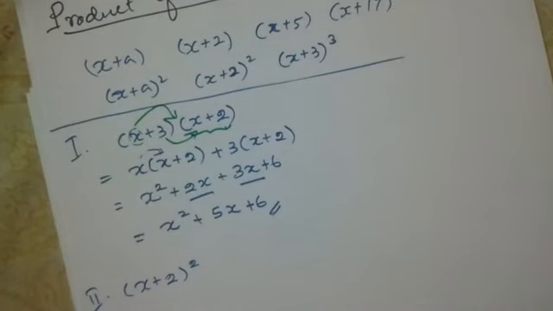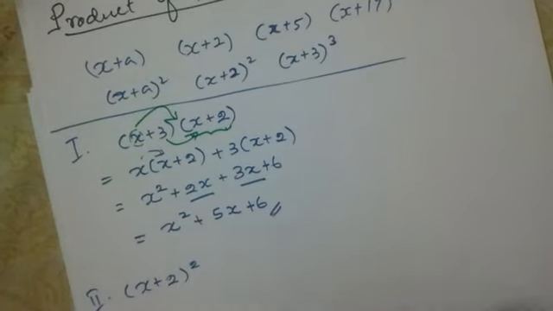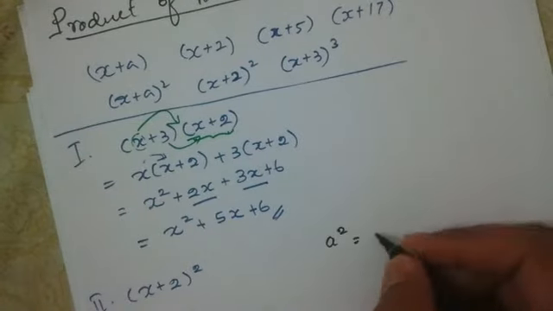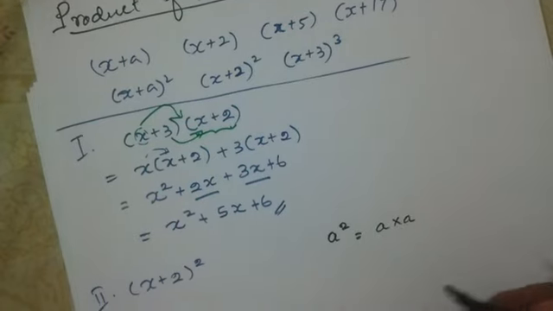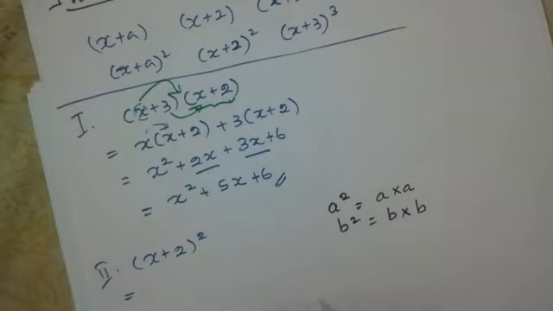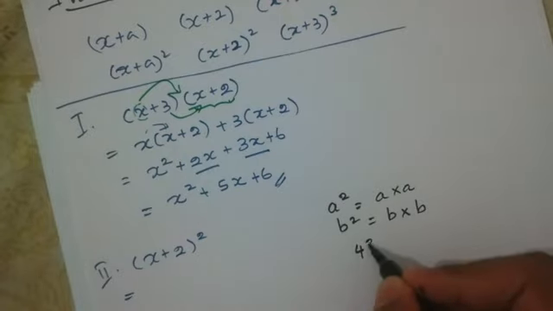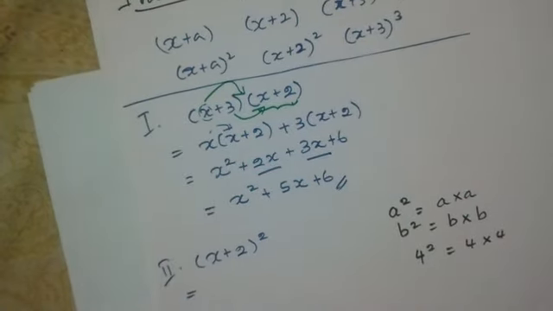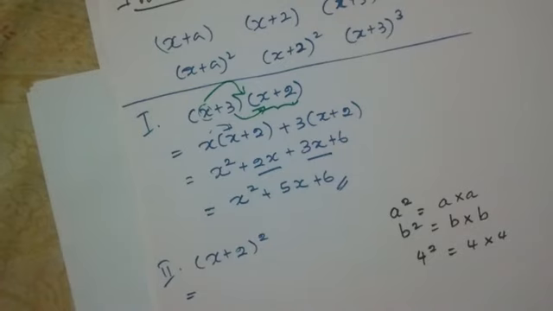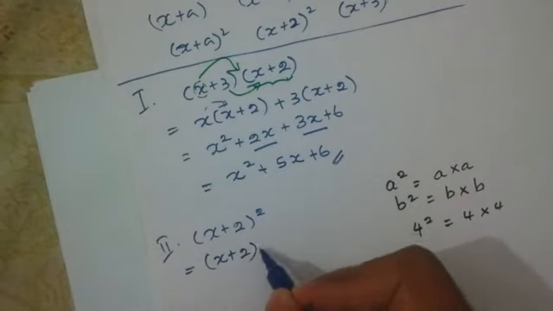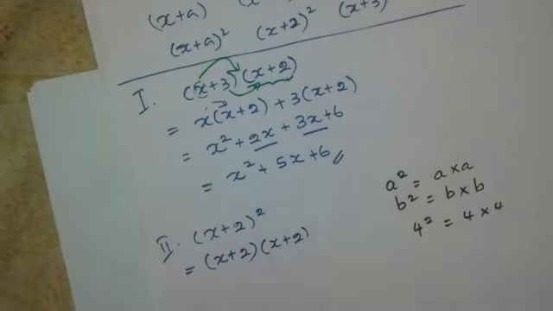You know what an a squared looks like? What is a squared? a squared is a times a. What is b squared? b squared is b times b. What is 4 squared? 4 squared is equal to 4 times 4. So what is x plus 2 squared? x plus 2 squared is x plus 2 times x plus 2. You get it, right? x plus 2 times x plus 2.